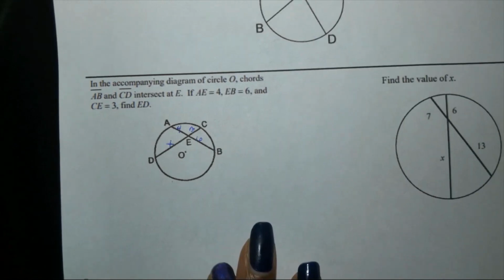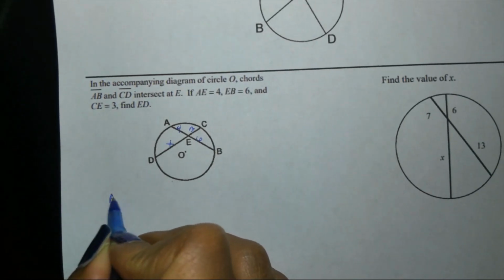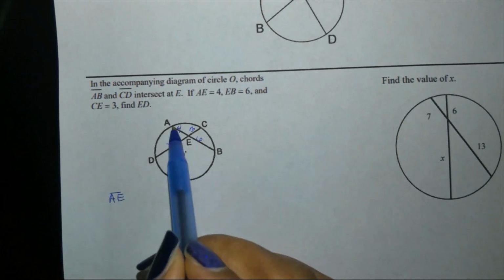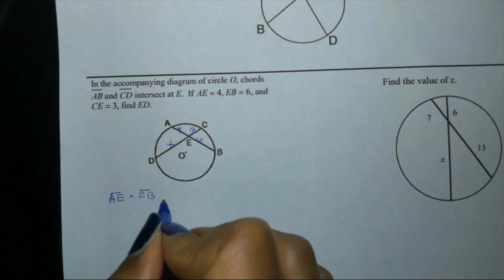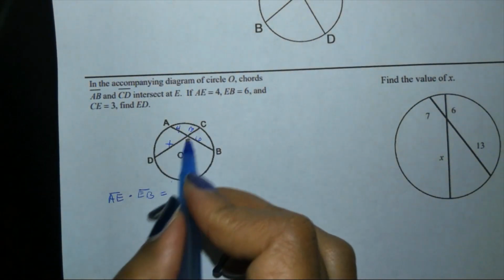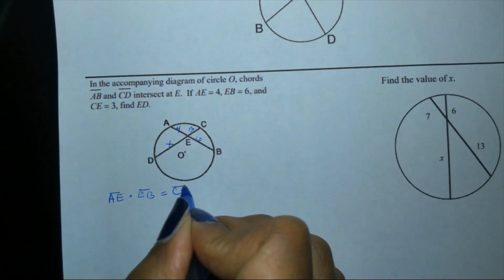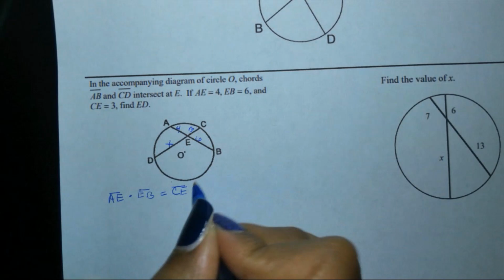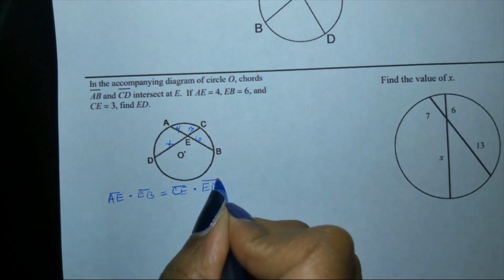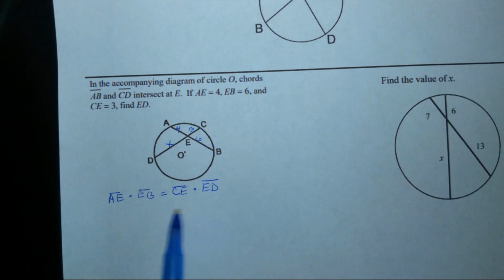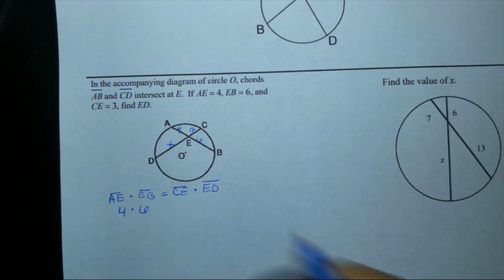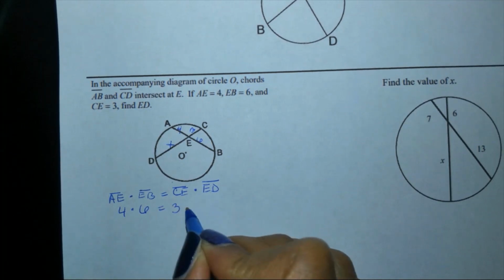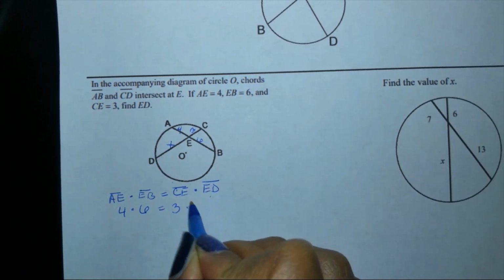In this case, I'm going to write it out so that there's no confusion into where to fill this in, although I'm quite sure the majority of you have already solved for it. AE times EB, remember that's one chord, and that's going to be equal to the other chord, which is CE multiplied by ED. So all we're doing is filling in the numbers to solve for X. Here we have our AE, and AE is 4, times our 6, and we're going to set that equal to 3 times ED, and ED is going to be X.